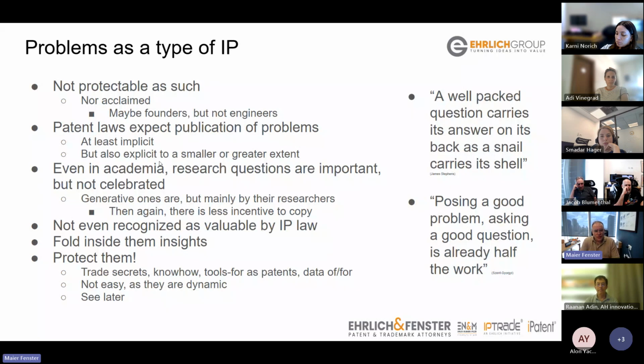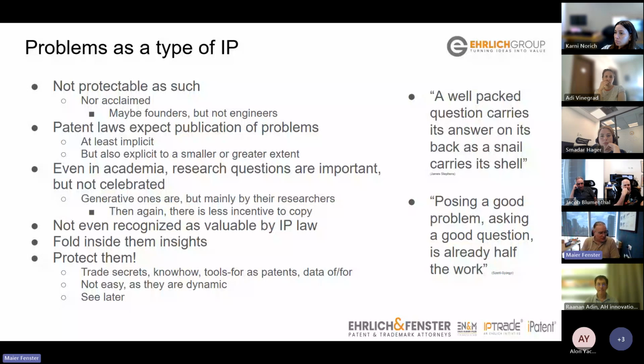Are problems a type of IP? I say they are. Not legally. There's no legal protection for problems. In fact, problems are not usually acclaimed. Wow, this guy found this big problem, okay?